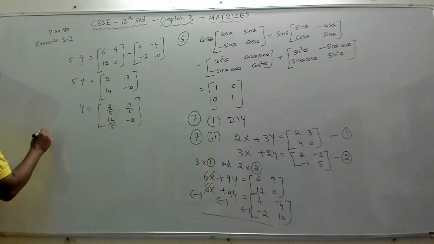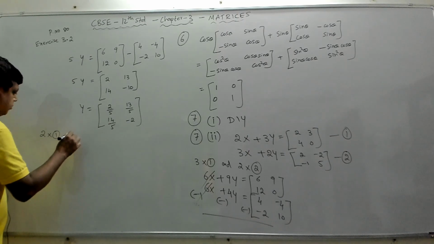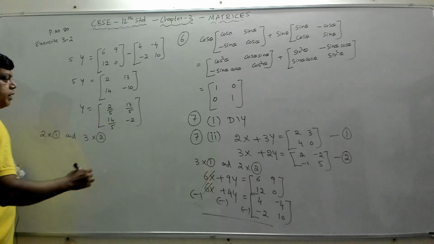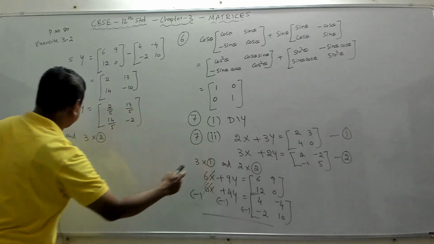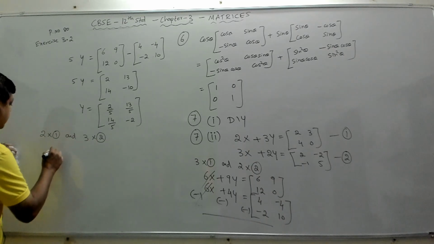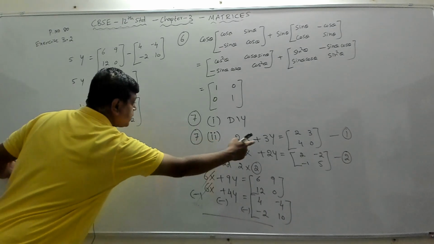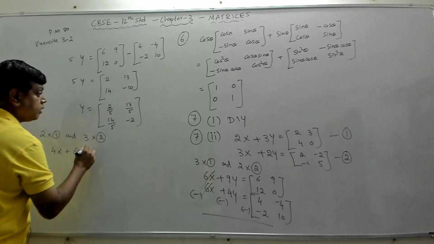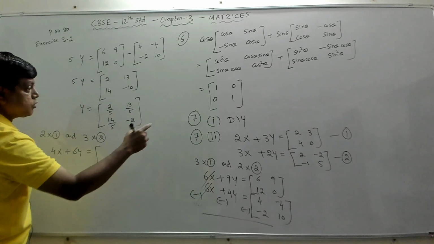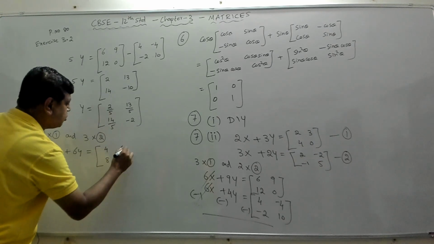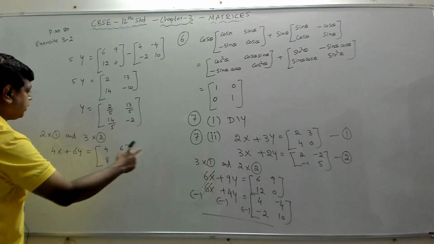So 2 into the first equation and 3 into the second equation. So what do we get if we do that? Now if I multiply the first equation by 2, I will get 4x plus 6y equal to, multiply each element with 2. So it will become 4, 6, 8 and 0. Then again the second equation by 3.